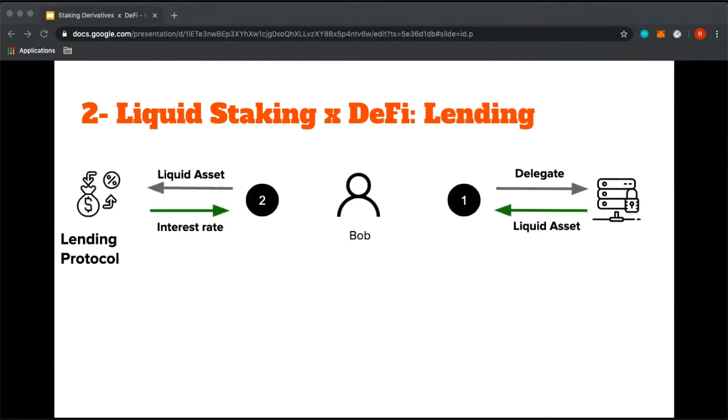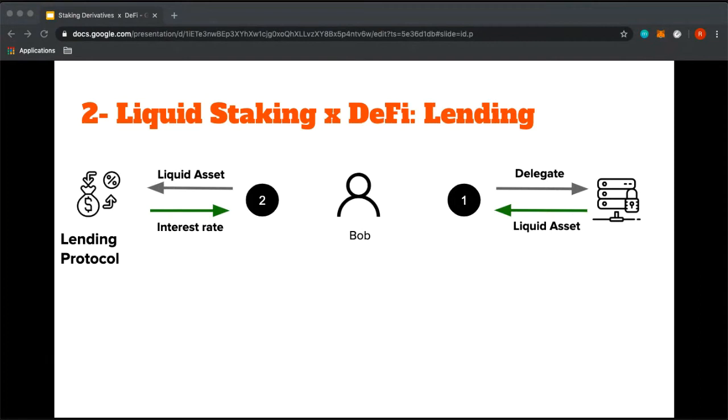The second possibility is lending. Lending is somewhat easy, with the same logic as before: delegate, receive a liquid asset, and then take the liquid asset and put it in a lending protocol. Putting it in a lending protocol allows us to keep getting the staking reward from the delegation that we made earlier and earn an additional interest on top of it. So this is the money Lego logic, where we start with 6% on an asset and then get an additional 2 or 3% with the lending protocol. So this is like a first phase for the lending protocol.